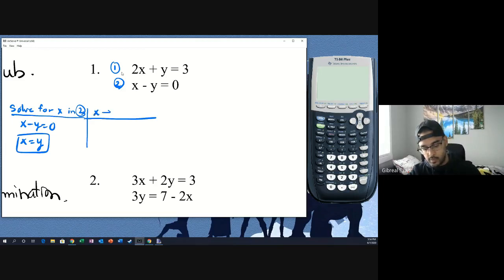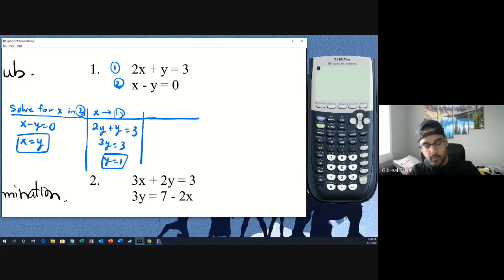So we're going to take x, put it into number 1. So 2y plus y is equal to 3. I replaced x with what we said x was. x was y, so that's why I replaced it. So 3y is equal to 3. That means y is equal to 1.